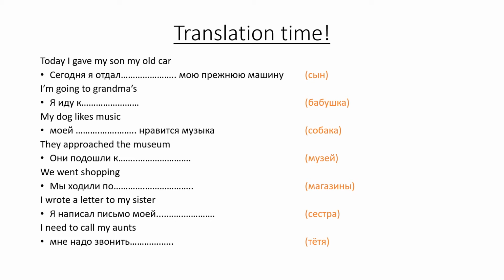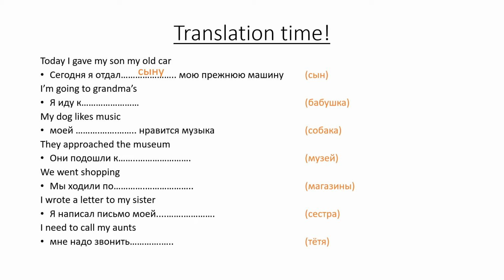So today I gave my son my old car. Today is сегодня in Russian. Я отдал, I gave away. And then мою прежнюю машину. So машина is car, прежний is former or previous, and мой is my. So the word сын is a masculine hard-ending noun, and therefore it adds -у, сыну. Сегодня я отдал сыну мою прежнюю машину.